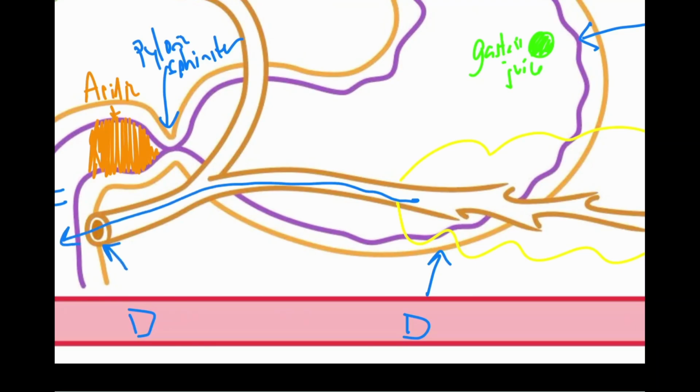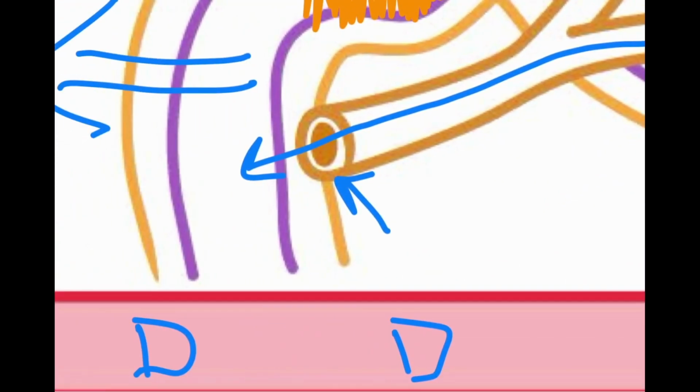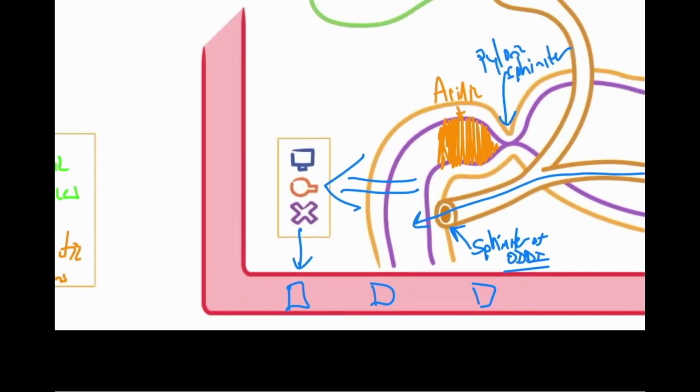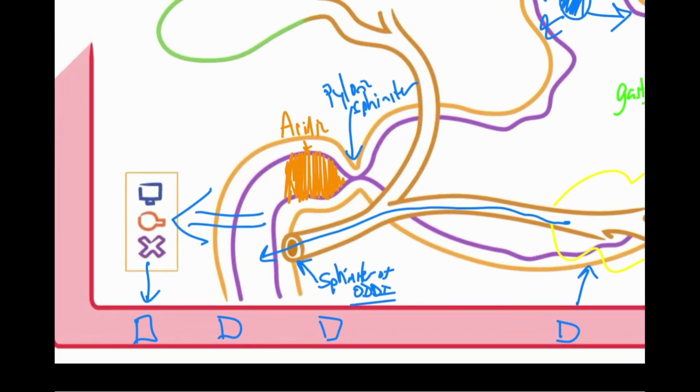What is that little structure down there called? Sphincter of Oddi. Okay. This sphincter of Oddi has the gallbladder, bile duct, and the pancreatic duct. Both connect to one tube, and that's controlled by the sphincter of Oddi.